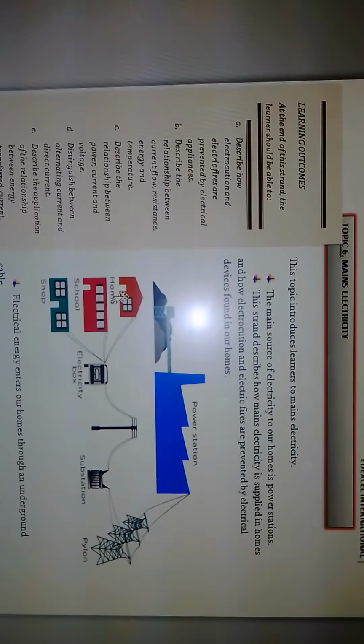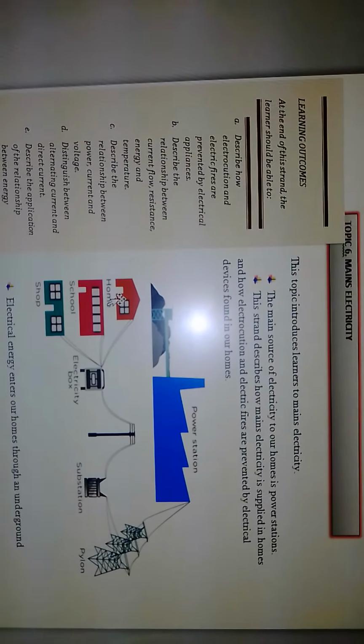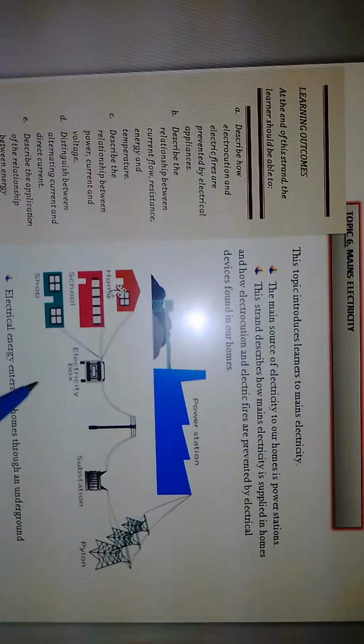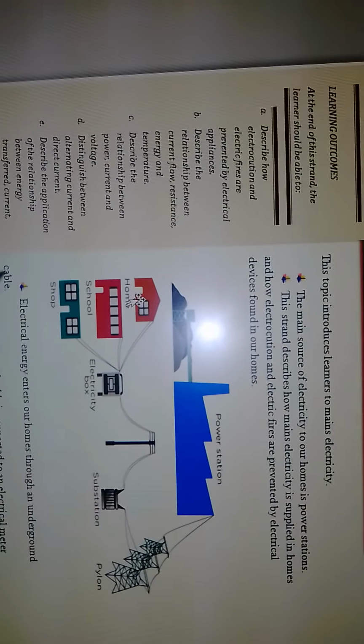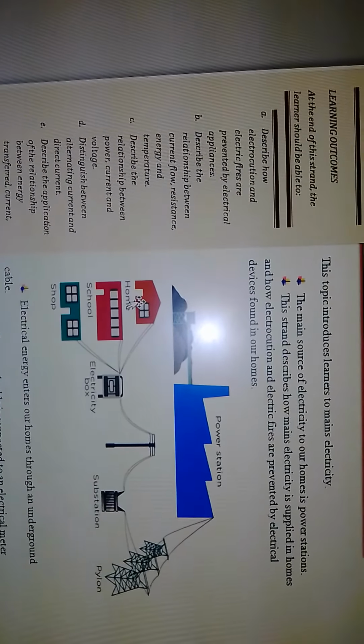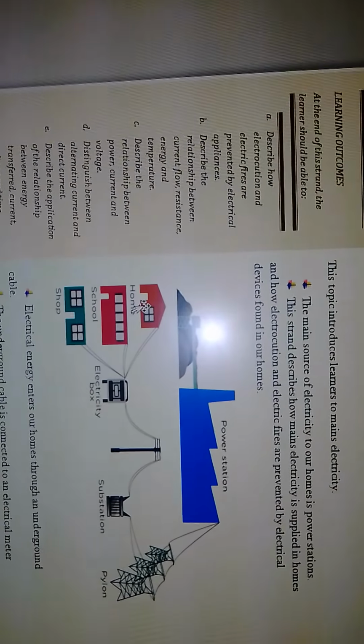Now let's move on to this part here. This topic introduces learners to mains electricity. The main source of electricity to our homes is power stations. This one describes how mains electricity is supplied in homes and how electrocution and electric fires are prevented by electrical devices found in our homes.